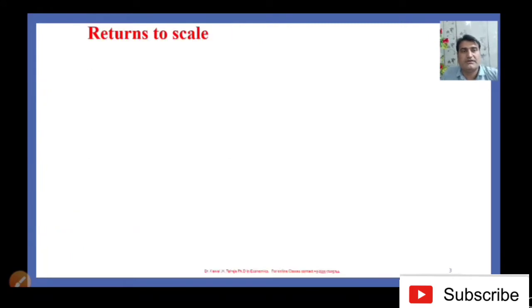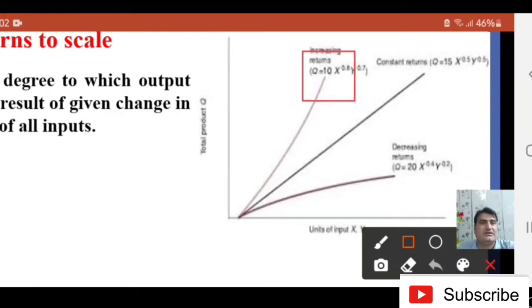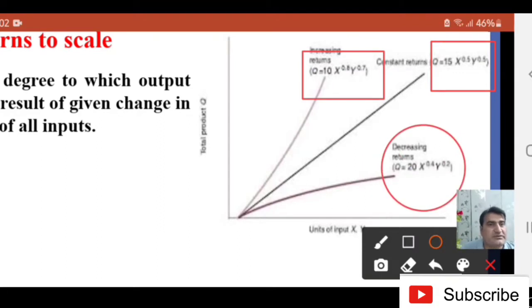So returns to scale refers to the degree to which output changes as a result of a given change in the quantity of all inputs. The graph shows increasing returns to scale, constant returns to scale and diminishing returns to scale.